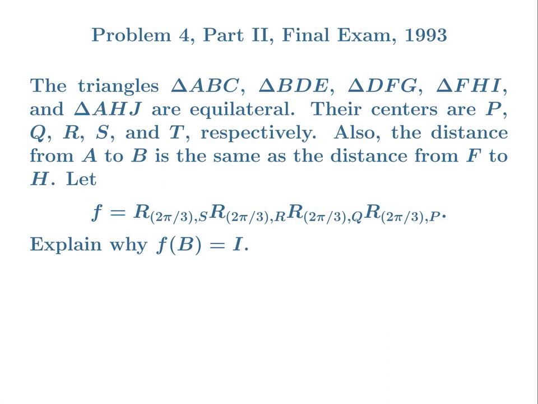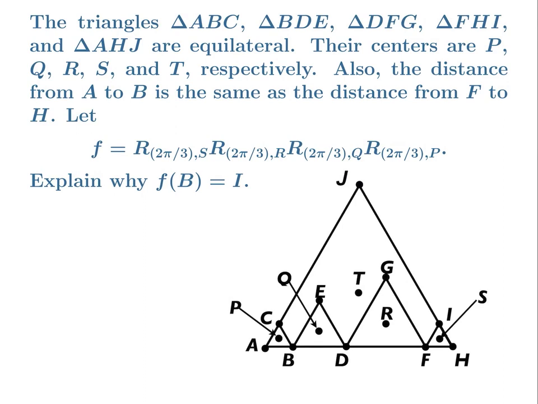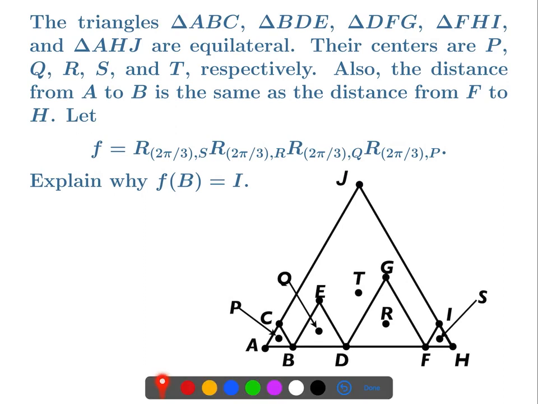In fact, let me go ahead and put the picture up here. So we have a number of equilateral triangles. We have ABC as an equilateral triangle, EED, DFG, and FHI. And also the bigger triangle here, AHJ, is equilateral. So we have these 5 equilateral triangles. And the centers of these equilateral triangles are P, Q, R, S, and T.